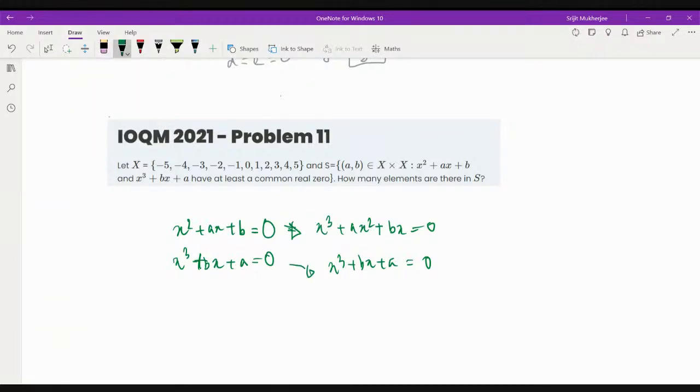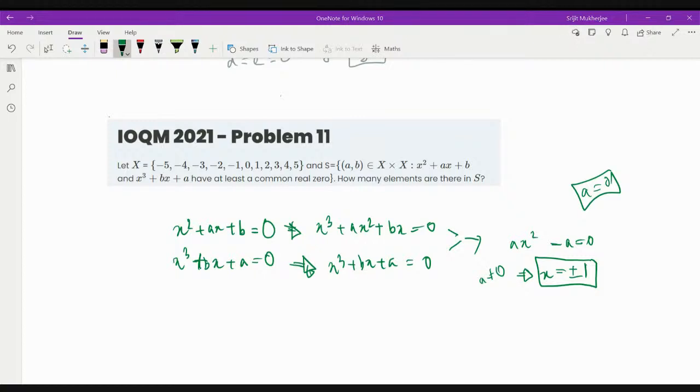So we can now subtract these two to get ax square. See here, bx and bx get cancelled. That's really interesting. Minus a is equal to 0. So what you get over here is x square is equal to 1, and a can be equal to 0, one possible option. If a is not equal to 0, then x is equal to plus minus 1 is a root. Have at least one common root.